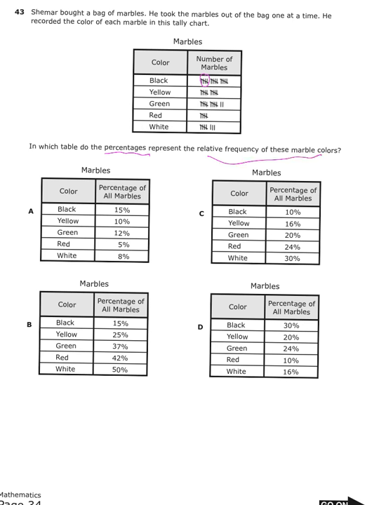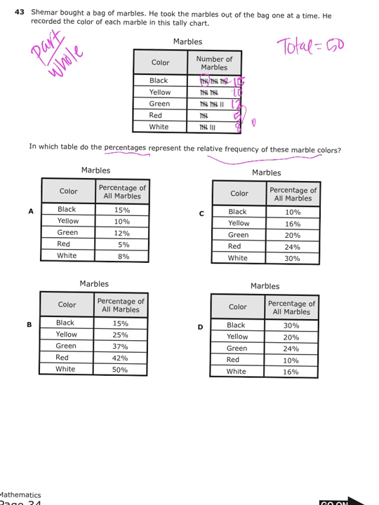Okay, so first of all, to do a percentage, it's part over whole, right? So we first have to figure out what our whole is. So 5, 10, 15, 5, 10, 5, 10, 12, 5, 5, 6, 7, 8. So let's add all of that up. That's 10, 20. Okay, so that's a total of 50 marbles.